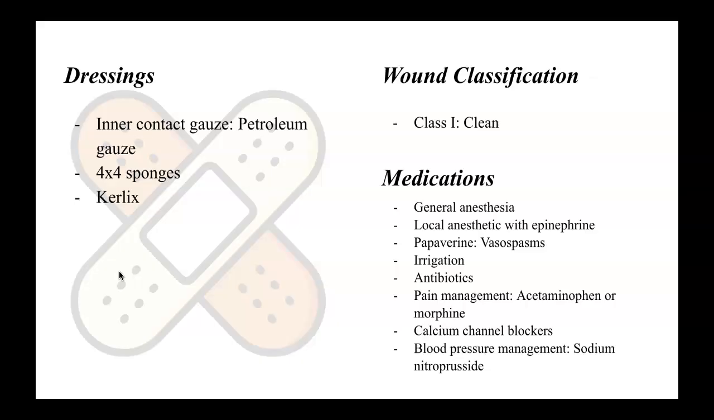Obviously, general anesthesia and a local anesthetic with epinephrine for hemostasis, papaverine to prevent vasospasms, when the anesthesiologist uses sodium nitroprusside for hypotension. They're also going to use papaverine to prevent vasospasms. Irrigation, antibiotics, pain management, probably more morphine than acetaminophen, and then calcium channel blockers.